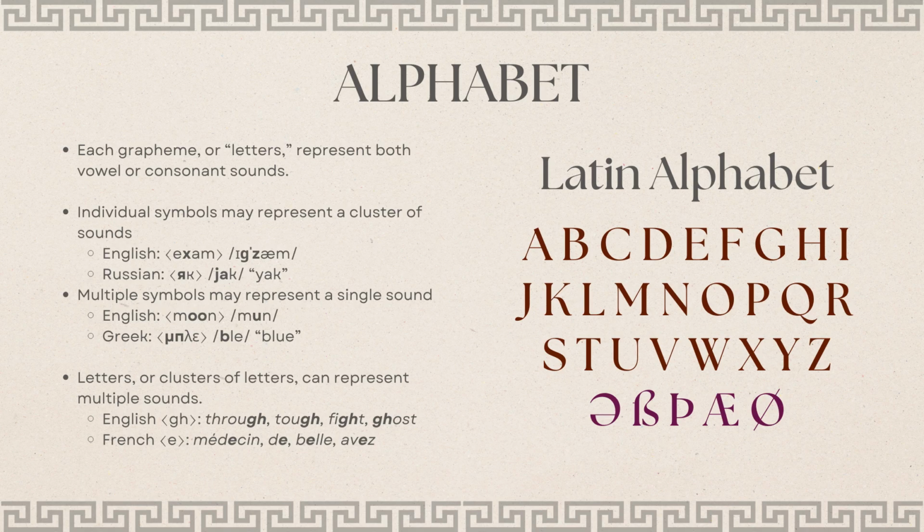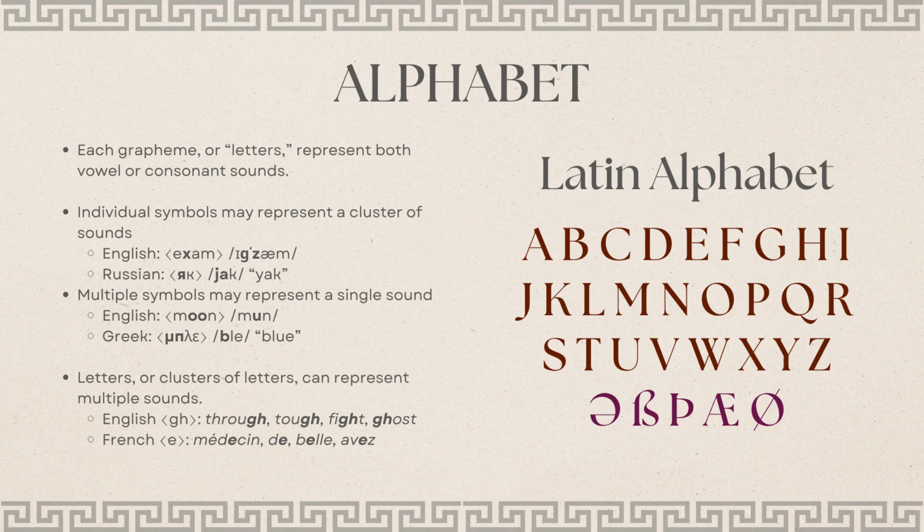You could also have multiple symbols. So you could have a set of glyphs representing a single sound. Like in English, we have the word moon. To produce that oo sound in the word moon, we use two O's. Or take the Greek word ble, which means blue. To write the b sound, we use the letter mi and the letter pi together. So that creates the b or mb sound. And you could also have letters representing different sounds depending on their context. So take the GH cluster, for example, in English. We all know that it can be used to represent a whole lot of different sounds, like in through. It seems like it's not even pronounced in the word through.